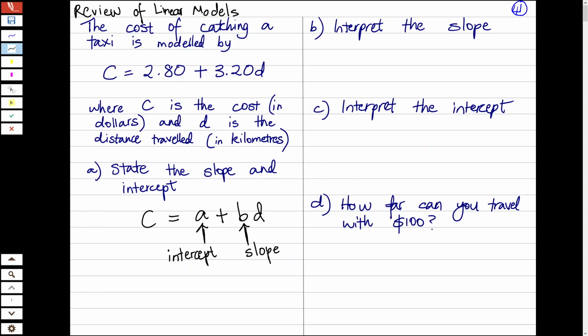Okay, so if you don't know A plus BX, you'll have a very hard time doing this question. So remember, every linear model can be written in this form. Okay, so we can now read off the values of A and B. So what's the slope? Can someone tell me? Yep, in the context of this particular question, what number is the slope? 3.2. Yep, 3.2.